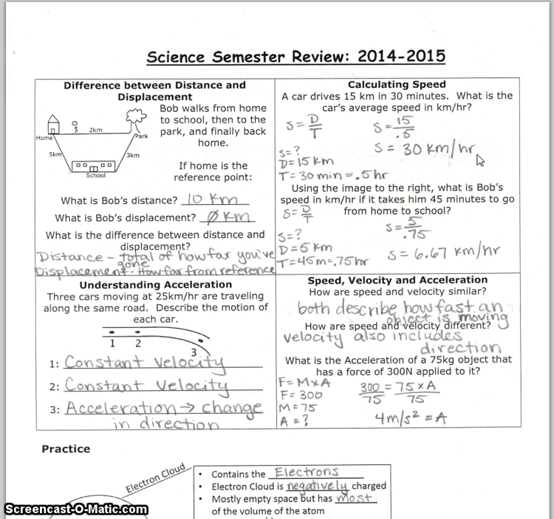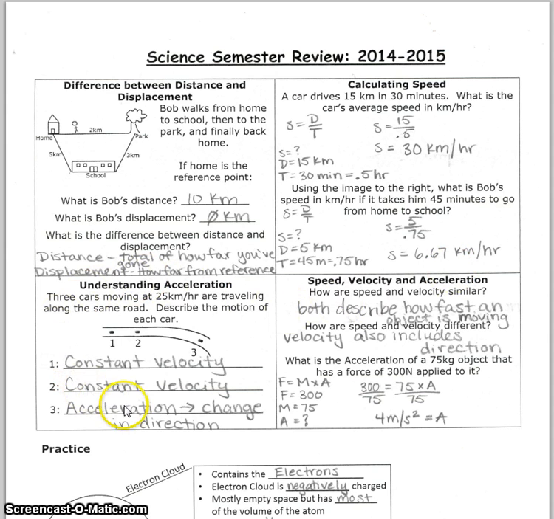Using the image to the right, which is really this image over here to the left of Bob, what is Bob's speed in kilometers per hour if it takes him 45 minutes to go from home to school? Well, speed equals distance divided by time, so his distance traveled from home to school is 5 kilometers, so that's the number we're going to use. His time was 45 minutes, so we convert that again into hours. 45 minutes is 3/4 of an hour, or 0.75 hour, and so 5 divided by 0.75 is 6.67, and that's rounded because the 6's just keep on going, kilometers per hour.